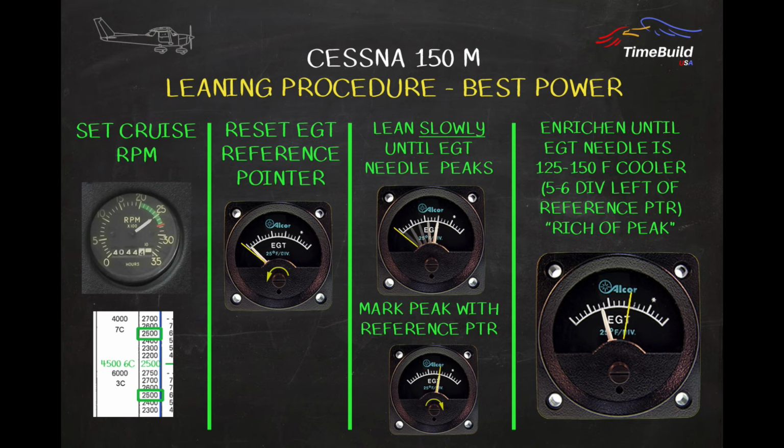To begin the leaning process, move the reference pointer full left using the thumb screw. Begin to lean the mixture slowly so that the needle is able to follow. Watch carefully for the point at which the needle peaks or reaches maximum deflection. Mark the peak EGT with the reference pointer. Finally, begin enriching the mixture until the EGT reads 125 to 150 degrees rich of peak value. This equates to between 5 and 6 divisions on the scale.